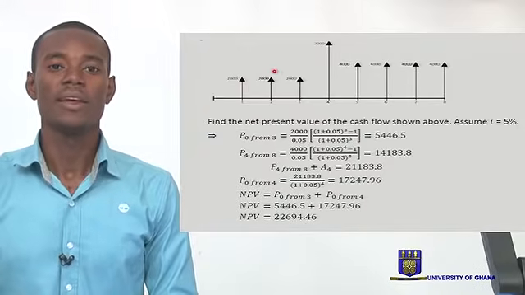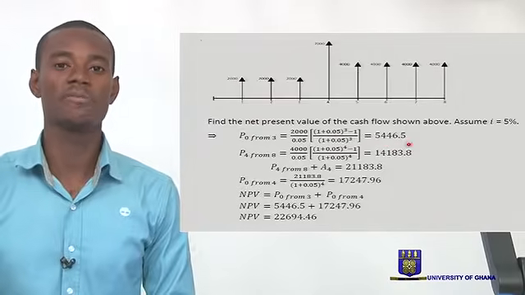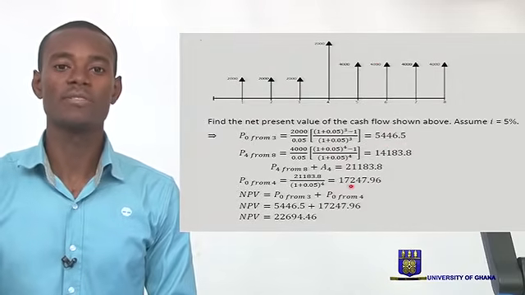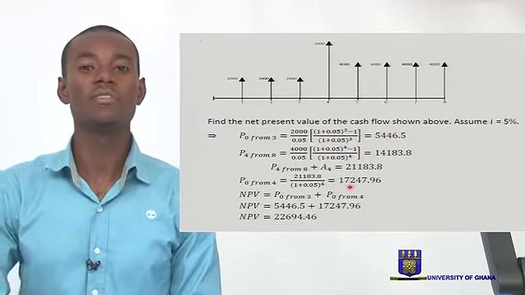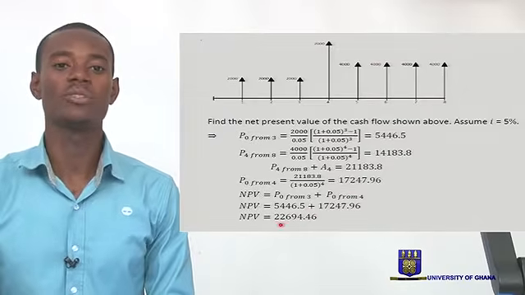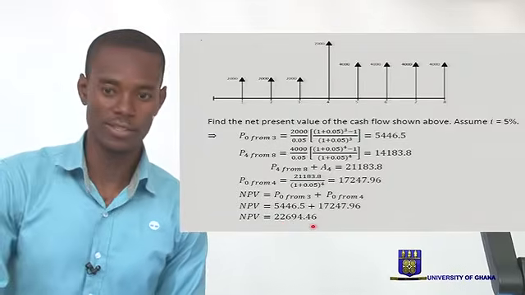Now, the total present value for this entire cash flow will be the sum of all the values I have brought here. The total from this point was 5,444.6. The total from this and this put together was 17,247.8. And so when I put the two together, I have 22,694.46.